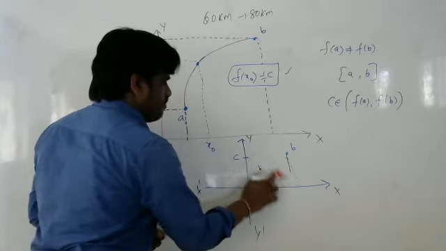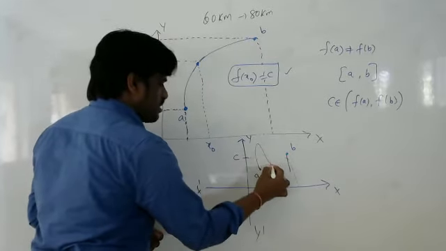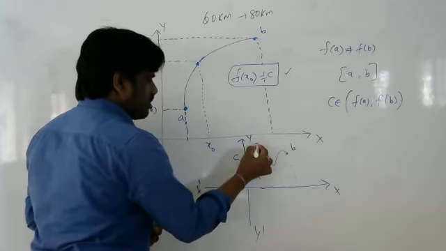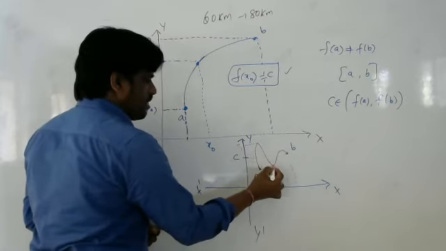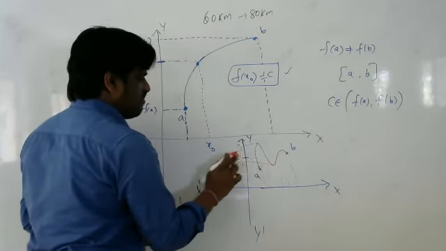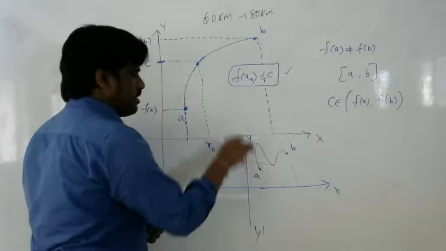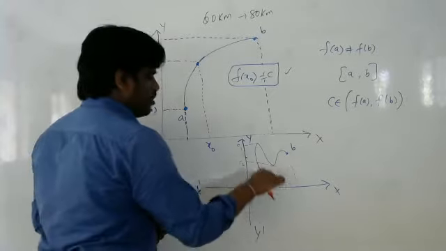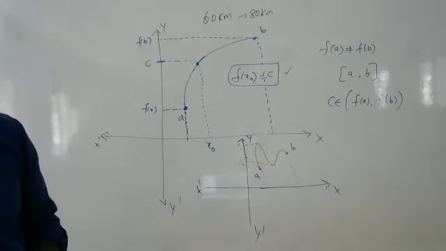Now, for example, I take another graph. It goes, and this comes, and this goes like this. So there will be one C1 in between A and B, and another point C2. Like that there will be many, but at least one point will be there in between. If there is one point, there you will get f of x naught equal to C. This is what the intermediate value theorem says.